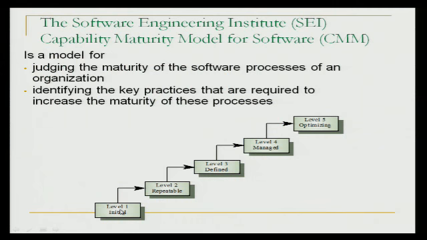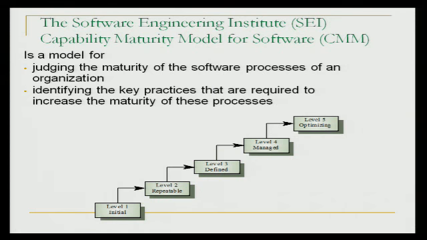So if you're at level 1, it says initial. It basically means you're ad hoc. You don't really have any process. And as you go up, I'll show you what these levels mean. As you go up these levels, you're doing more and more things, and from a software engineering perspective, that leads you to a more mature organization.